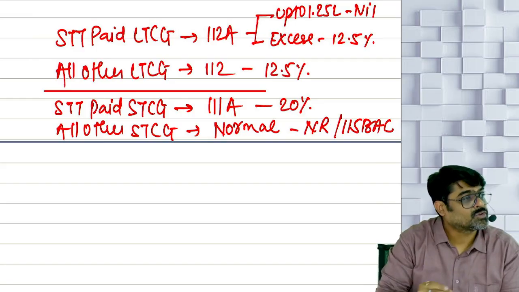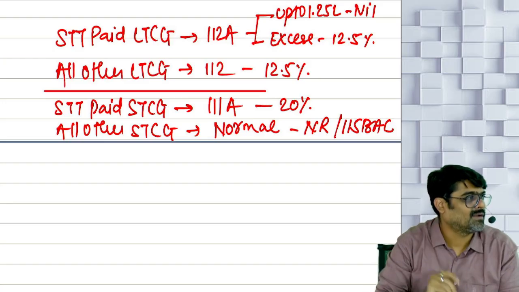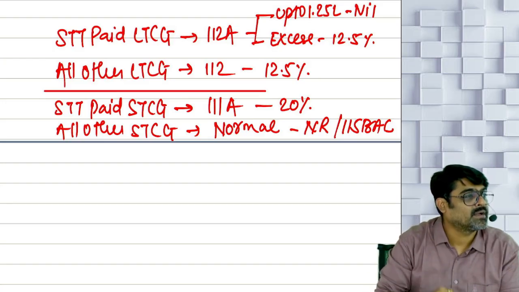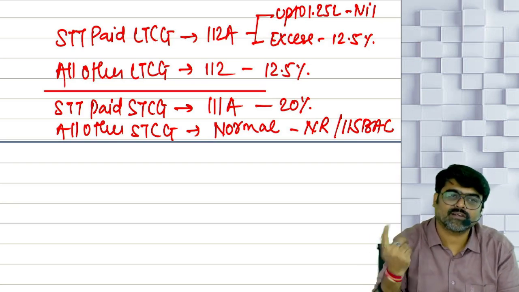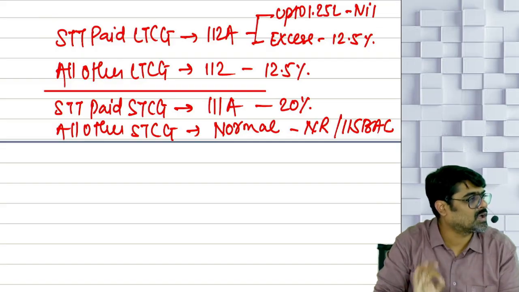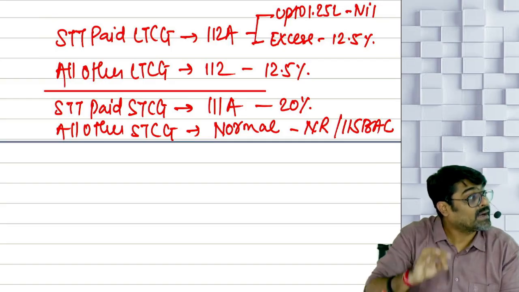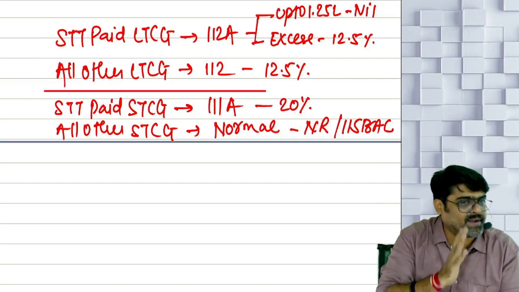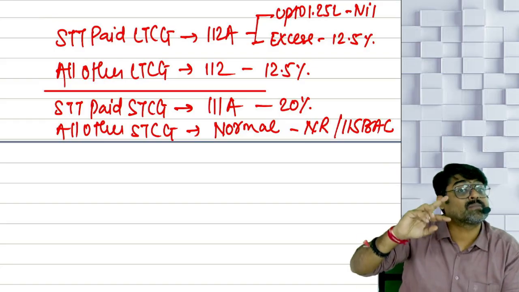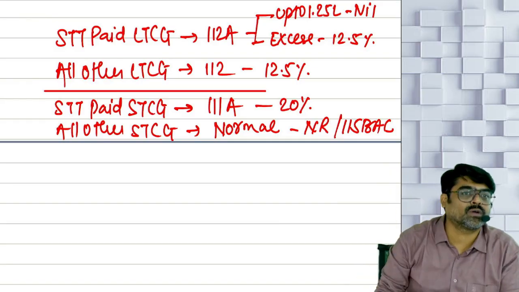Now what if short-term gain on transfer of immovable property? Do you pay STT on that? No. Normal. Short-term gain on transfer of jewelry? Normal. Short-term gain on transfer of paintings, etc.? Normal. Every short-term gain is normal. Every long-term gain is 112. But if STT paid long-term gains or STT paid short-term gains are there, they will be covered by 112A or 111A. Yes or no?